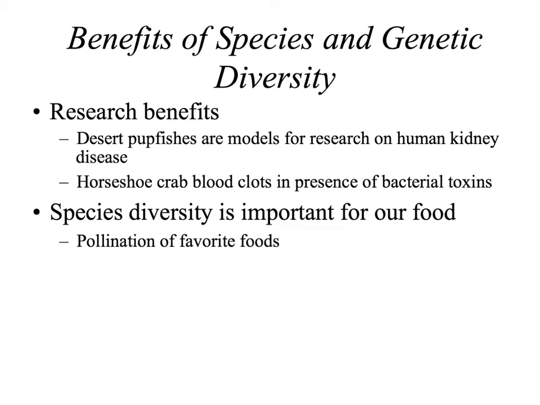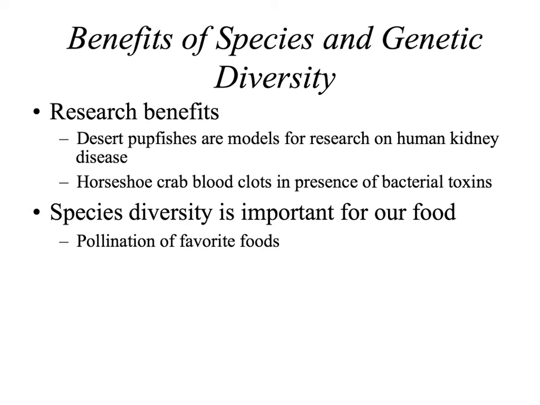We have a lot of research benefits as well. Desert pupfish, a type of fish, are important models for research in human kidney disease. We also can look at things like services that these organisms provide. Insects and other animals are pollinators. Without these pollinators to go around and go from flower to flower, we would not have a lot of our favorite foods. Most of the produce in our grocery stores comes from plants that are pollinated by bees.